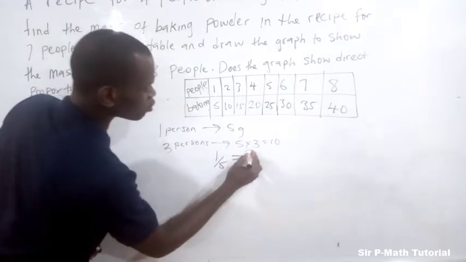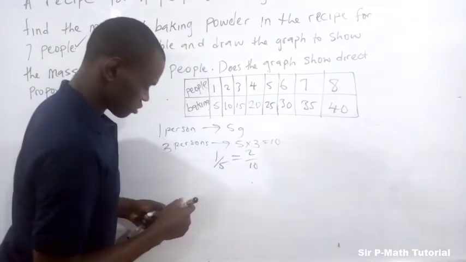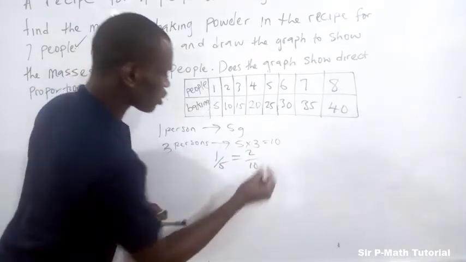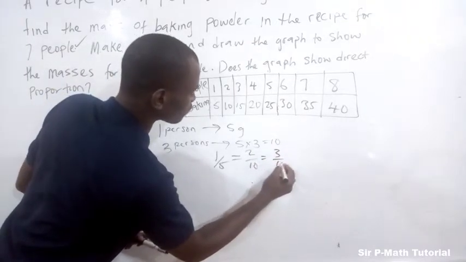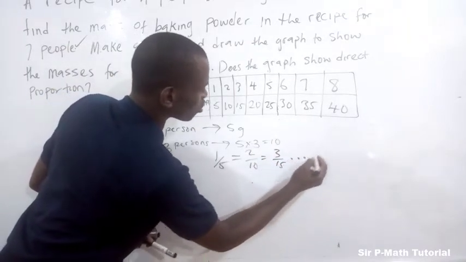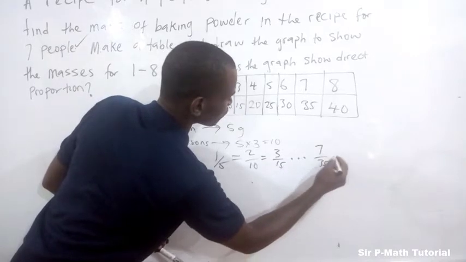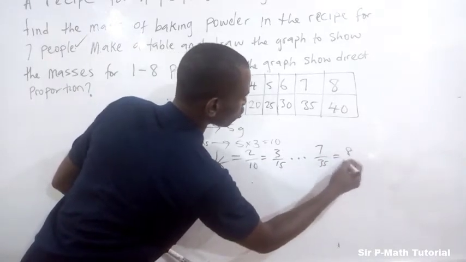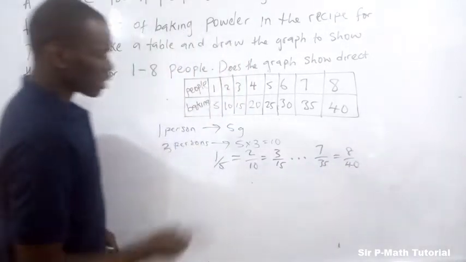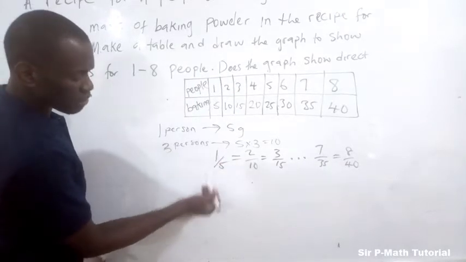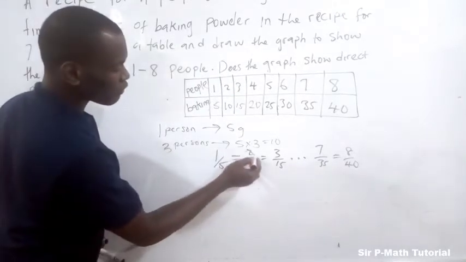It should be equal to 2/10, which should be equal to 3/15, and continues 7/35, which should be equal to 8/40. Now, if I divide 1 by 5, it remains the same. You can't simplify. 2 divided by itself is 1.